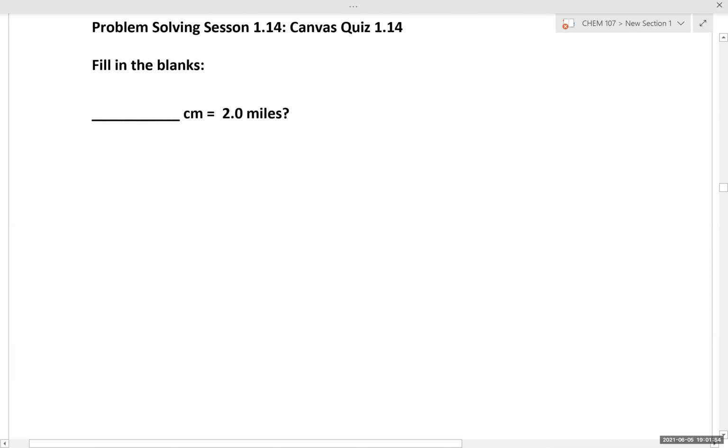So we're asked to fill in the blank. How many centimeters are equal to 2 miles? So let's work through this example, and then you'll submit your responses on Canvas, and then we'll discuss this problem after your responses are submitted.